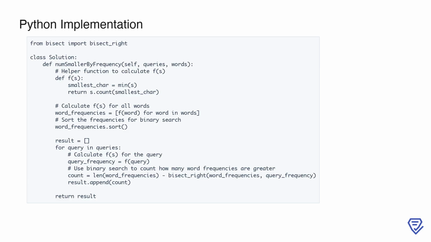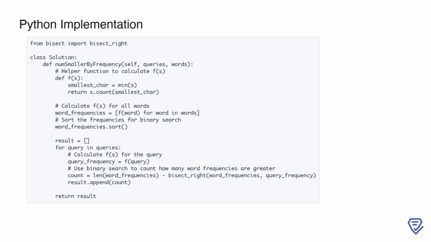Let's break it down step by step. 1. Imports. The bisect module from Python is used for binary search. It allows us to efficiently count how many elements in a sorted list exceed a given threshold. 2. Helper function f(s). This function calculates f(s) for a string. It determines the lexicographically smallest character in the string using min(s), and counts its occurrences using s.count.